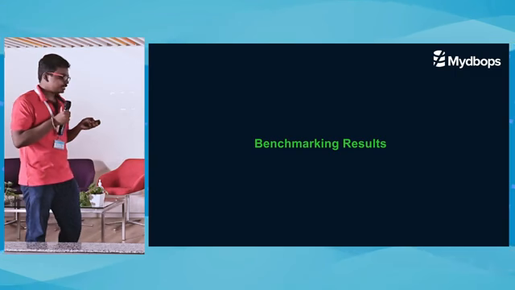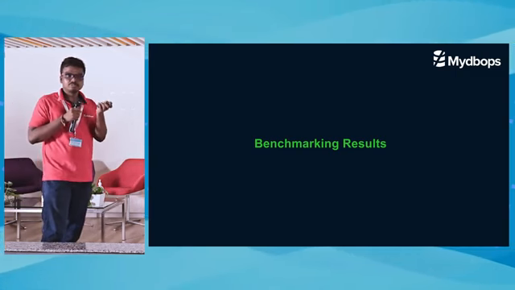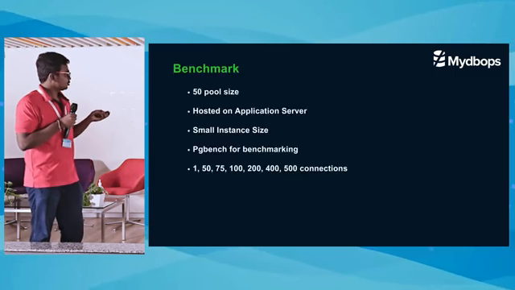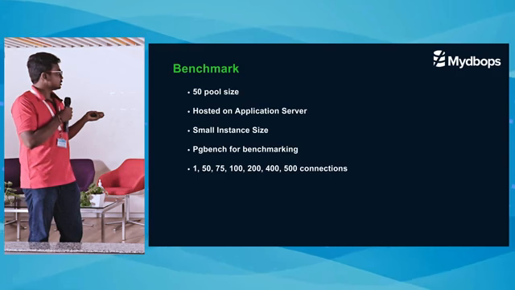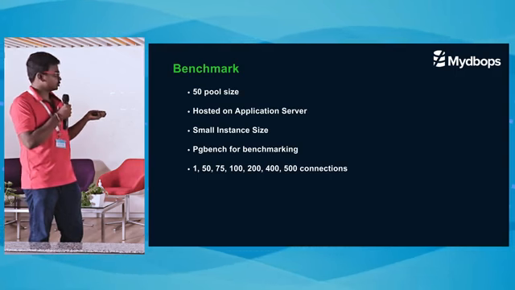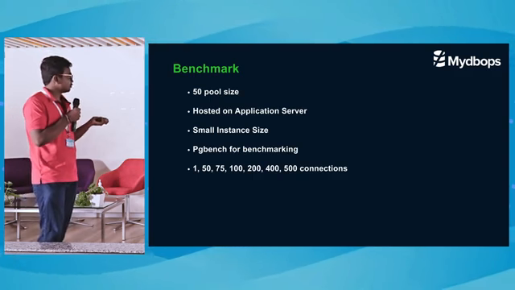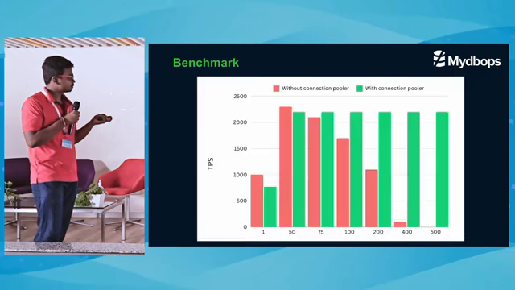So we did a small benchmarking with a direct connection and through PgBouncer on the smaller instance. This is the configuration: 50 is the pool size, and it is hosted on the application server. It means that I am using pgbench, so I just hosted it on the same server, and ran it with 150, 75, 200, 500 connections from the application, that is pgbench.